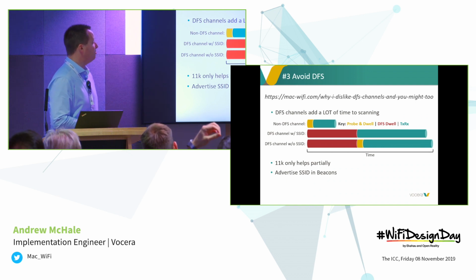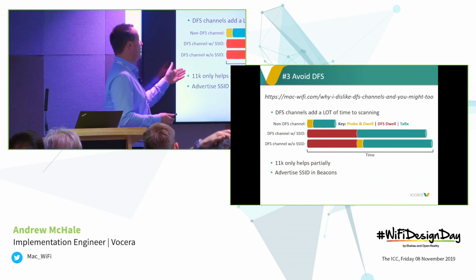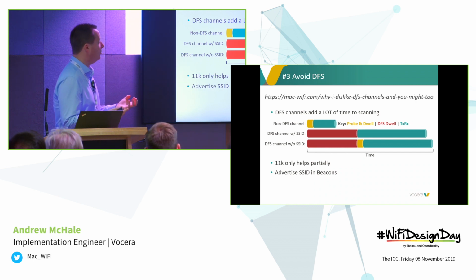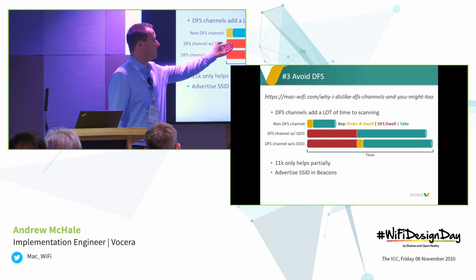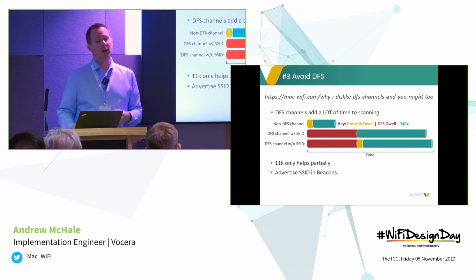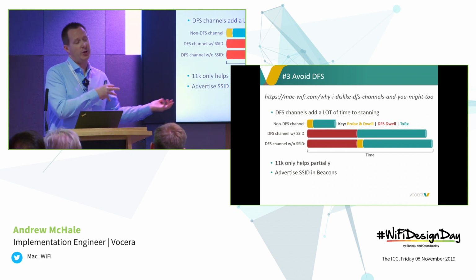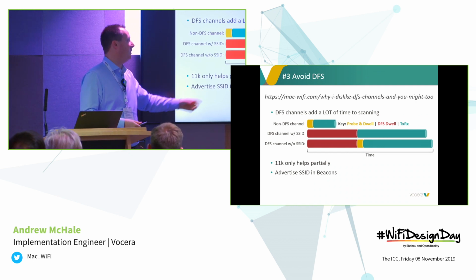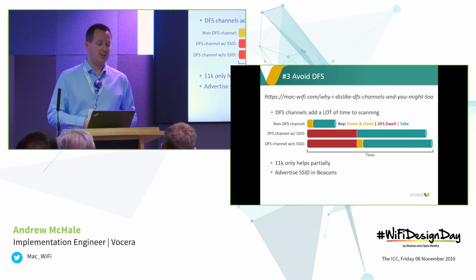11K helps, but 11K only helps by shortening the amount of channels we have to scan. If I need to go and scan a DFS channel, I still have to do this laborious long scan. 11K doesn't help with that. All 11K does is it stops me having to scan 21 channels and gives me just 3 to scan. And as I say, advertise SDI and beacons if you're using DFS channels for sure.